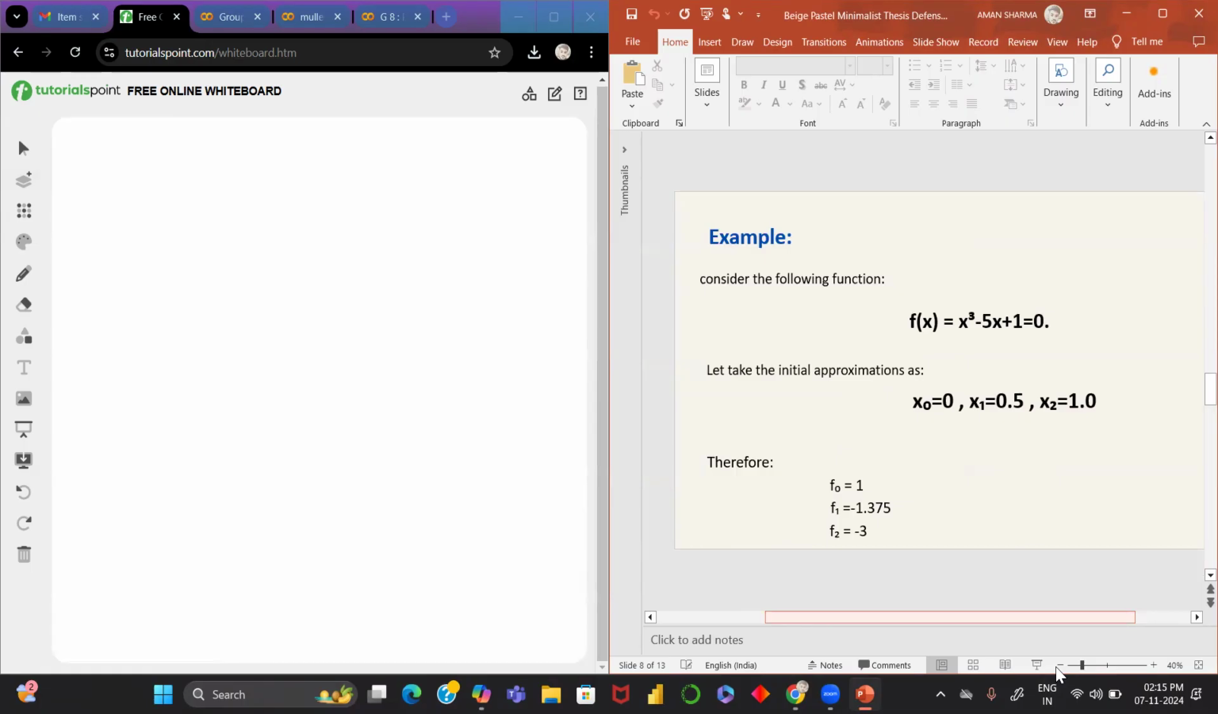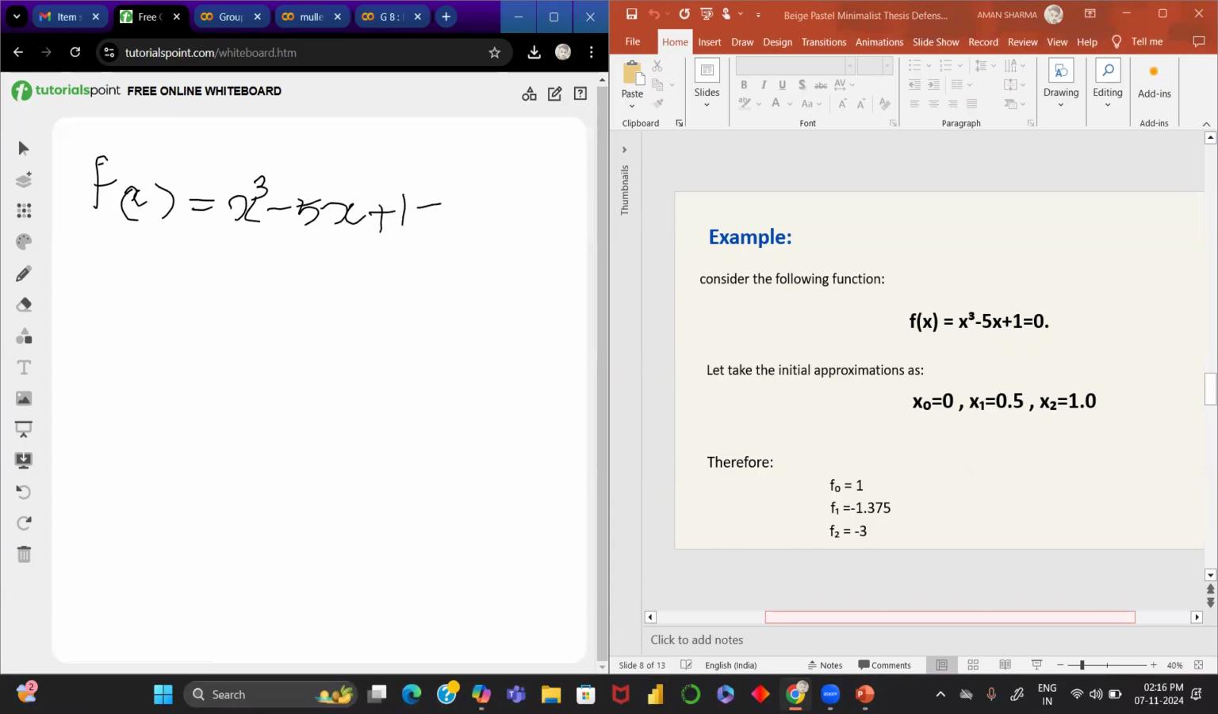So I think you got an idea about Muller's method. Now let's do an example. Consider the function f of x equal to x cube minus 5x plus 1 equal to 0. In Muller's method, we take three initial points. Take x naught.